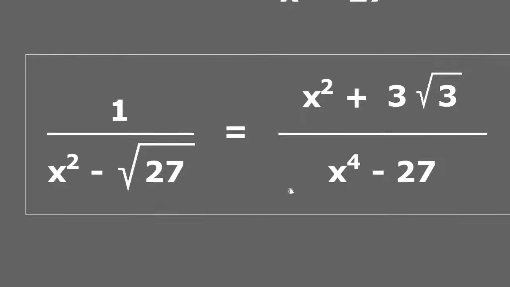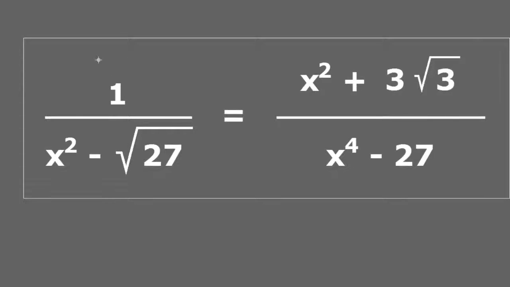So, at the end of the day, what we have is that 1 divided by x squared minus the square root of 27 equals x squared plus 3 multiplied by the square root of 3, divided by x to the fourth power minus 27. I know it does not look more simple. It does not look like we did any simplification. But simplification was not the goal of this exercise. The main goal here was to remove all of the square roots from the denominator, and that we did.